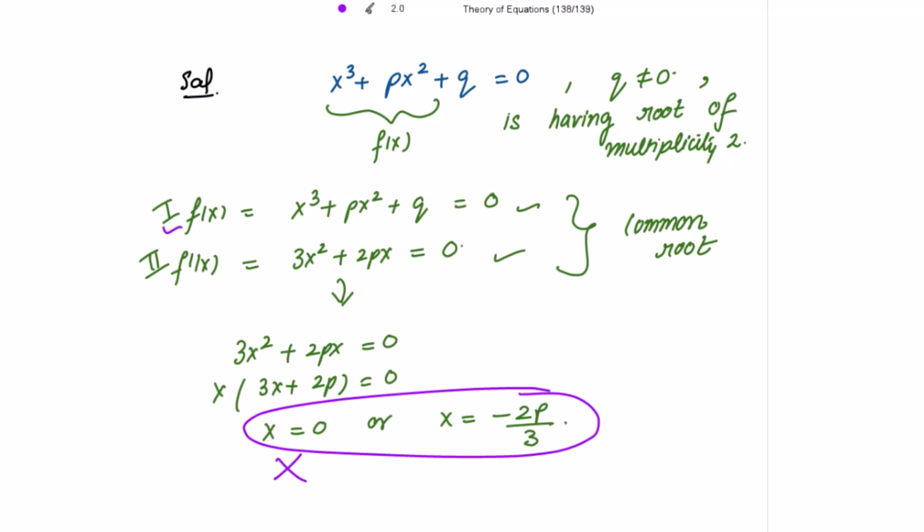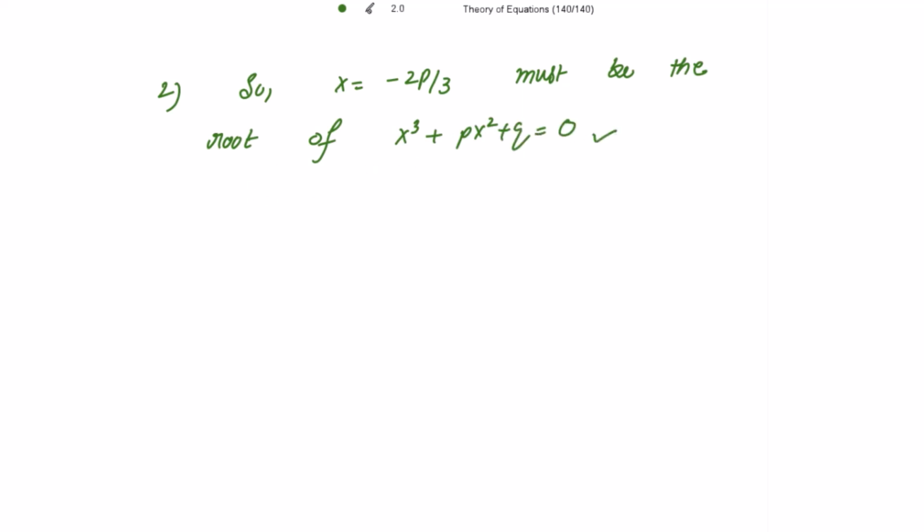That means the common root for both these equations must be x equal to minus 2p by 3. Right? So x equal to minus 2p by 3 must be the root of x³ plus px² plus q equal to 0. Put the value of x equal to minus 2p by 3 over here. We get (minus 2p divided by 3) whole cube plus p into (minus 2p by 3) whole square plus q equal to 0. So from here we get the value of p in terms of q.